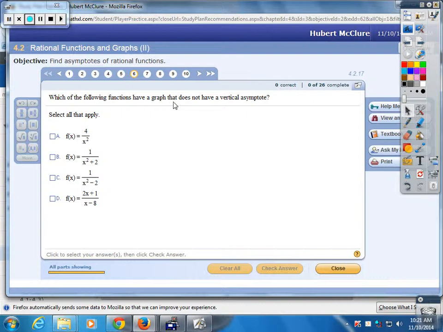Which of the following functions have a graph that does not have a vertical asymptote? Well, I can tell you right now which one doesn't have a vertical asymptote. But y'all got to find it. It said A. Does not have a vertical asymptote. That means that the function does not blow up anywhere. I want to say B, because B is the only one that's got a positive added to it.